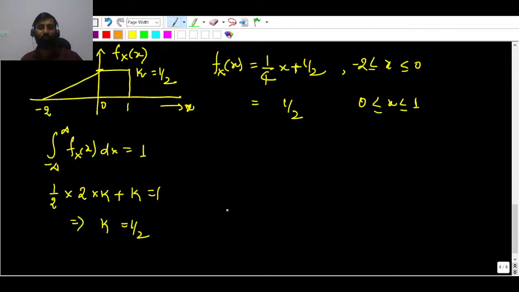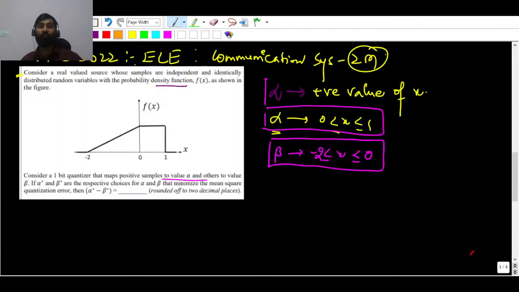Now you have to find, let me get back to the question. This is the question given, okay? Till now I did not talk about anything, right? Now what they are asking is a 1-bit quantizer that maps positive samples to value alpha and others to value beta. If alpha star and beta star are the respective choices, according to the Lloyd Max algorithm, that minimize the mean square quantization error, then alpha star minus beta star.